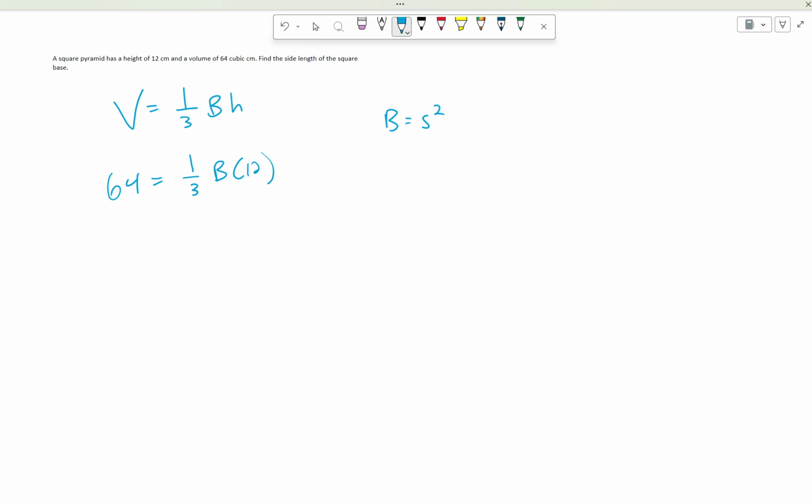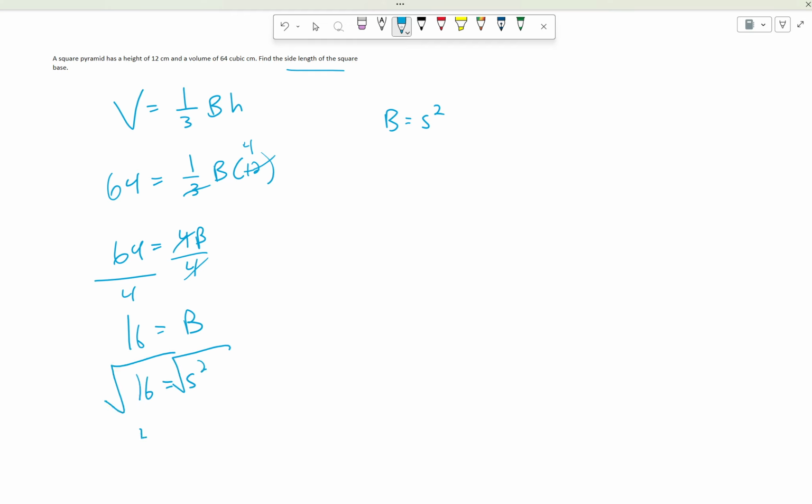So if I go from here, I'm looking for that side length. So we're going to say, okay, let's do some algebra. Well, this doesn't give me a 4. So I'm going to say 64 is equal to 4 capital B divided by 4 divided by 4. 64 divided by 4 is 16, which is equal to capital B, which we know is really equal to side squared. So we're going to take a square root of each side. So I'm going to have a side of 4, right? Not plus or minus. Has to be positive.